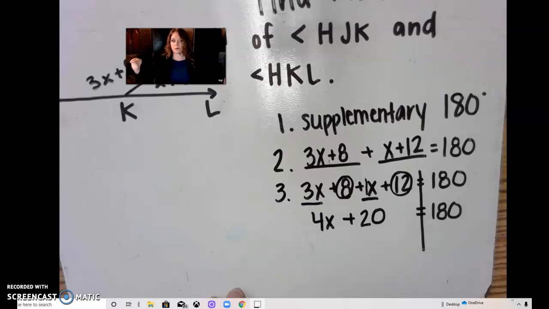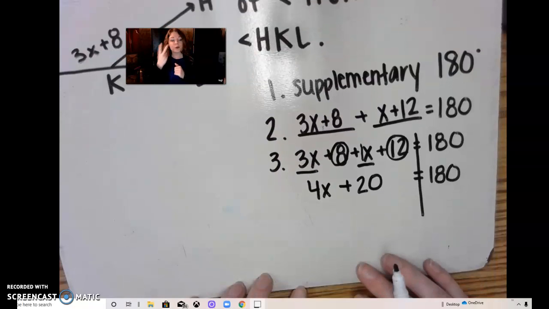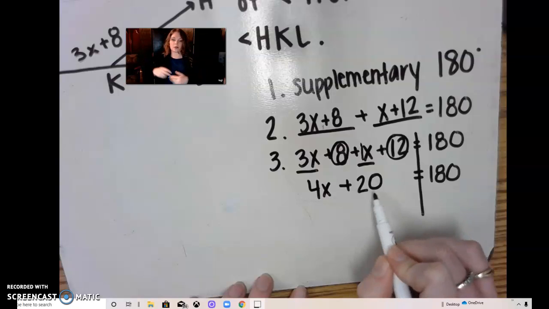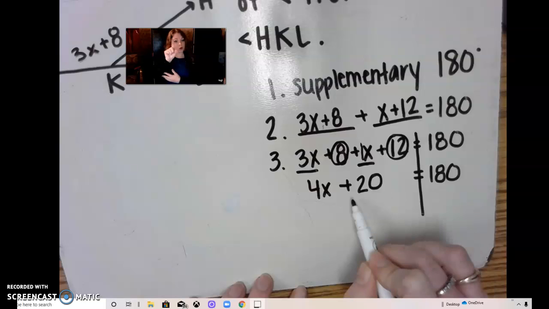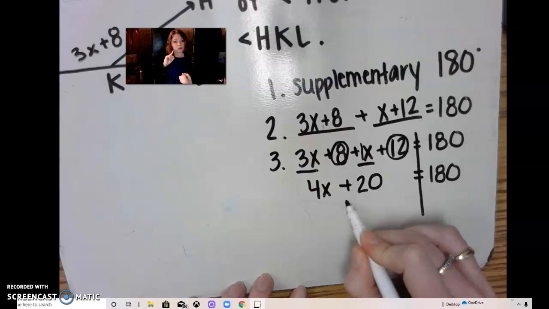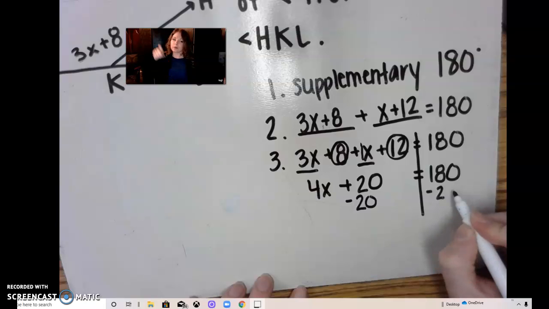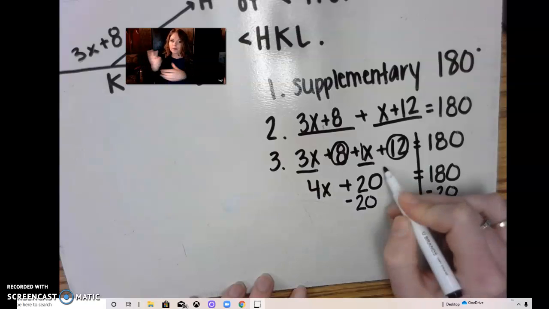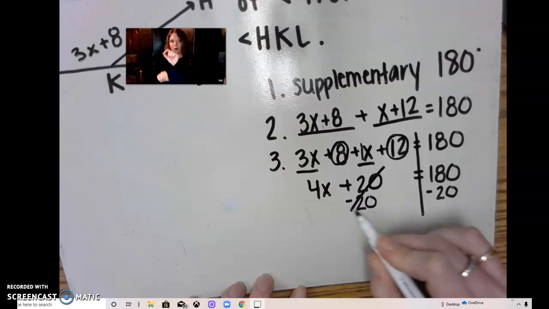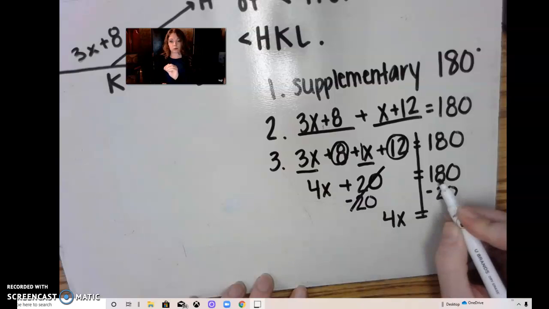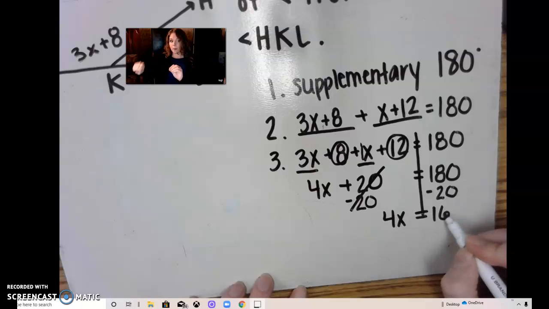From yesterday, hopefully you are seeing the inverse operations is what we're doing a lot of. You have to move the one that is not attached to your variable, which would be 20. The inverse of addition is subtraction. Again, make sure you're doing that to both sides. That cancels these. Bring down our 4x. And 180 minus 20 is 160.